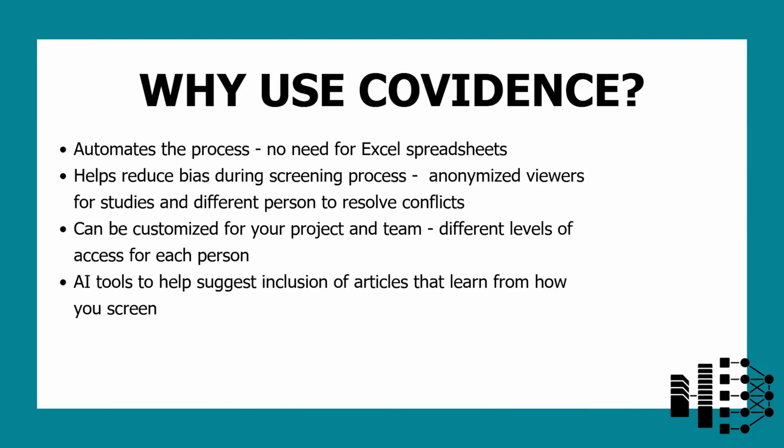Covidence recently also created some AI tools, and you can choose to turn these on or off. As you're screening, it starts to use some machine learning and says, oh, I see the kind of articles you like, and it will push articles to the front saying these ones you'll probably want to include in your study. So depending on how you work is the types of things it will suggest.